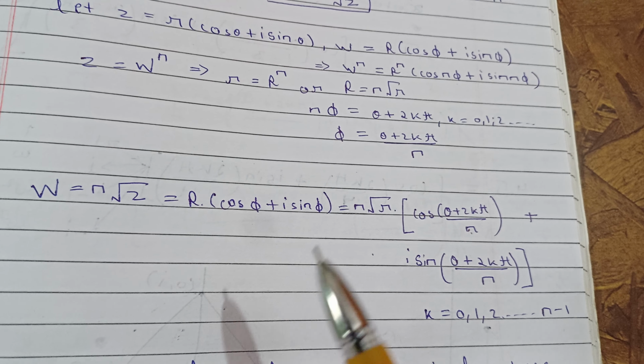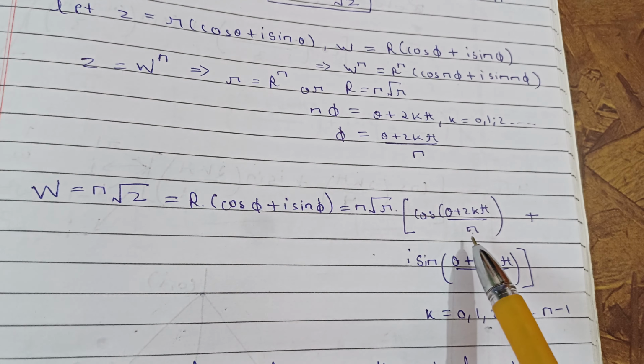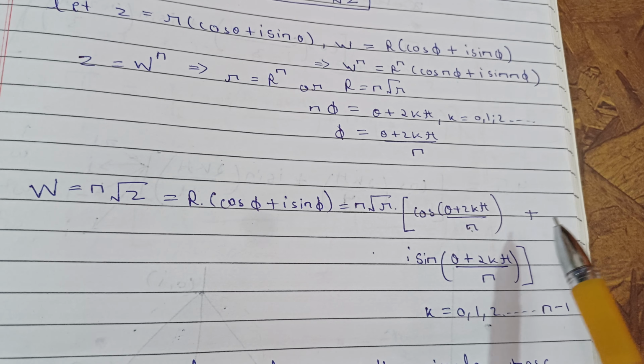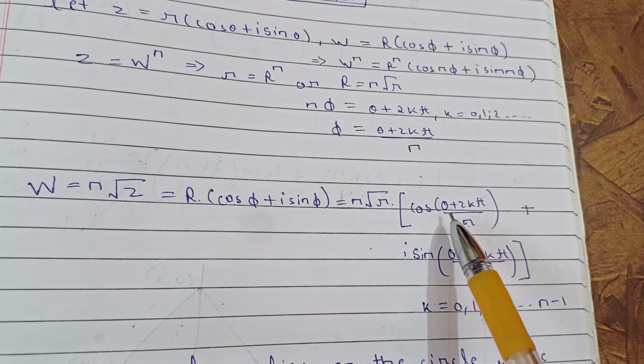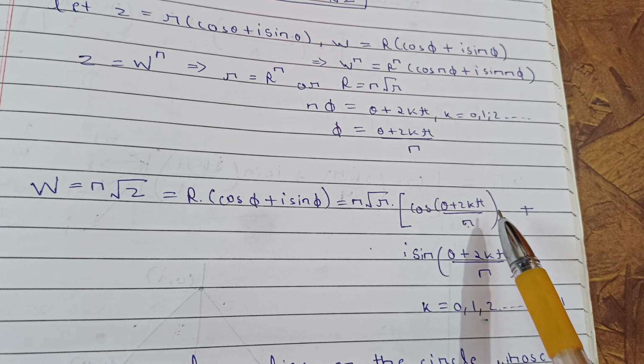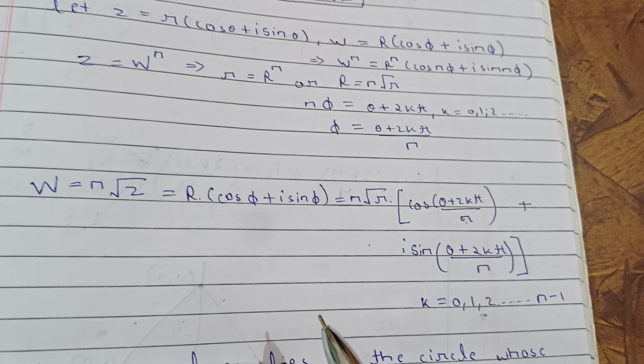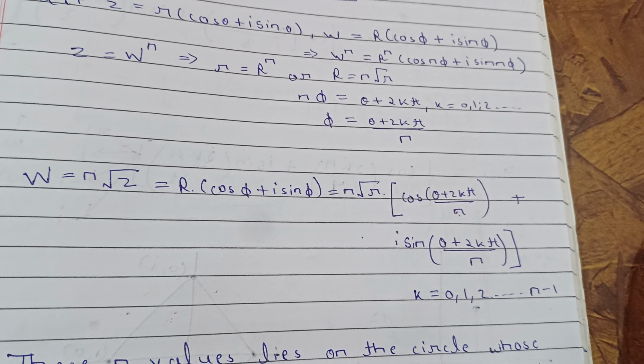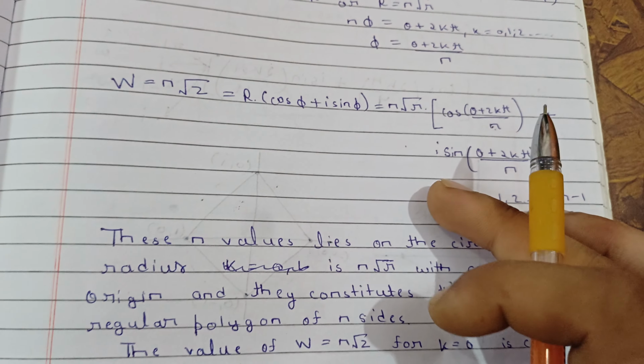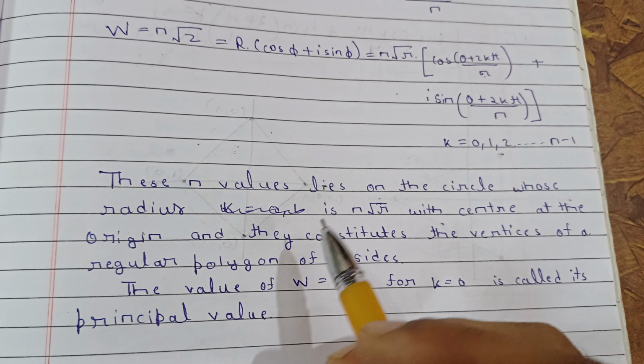If we need to find the cube root, then 1 by 3, so n will be 3 and k will be 0, 1, 2. For 0 you will get one value, for 1 you will get one value, for 2 you will get one value. So all three will be the cube roots of z. So let's first see this definition.